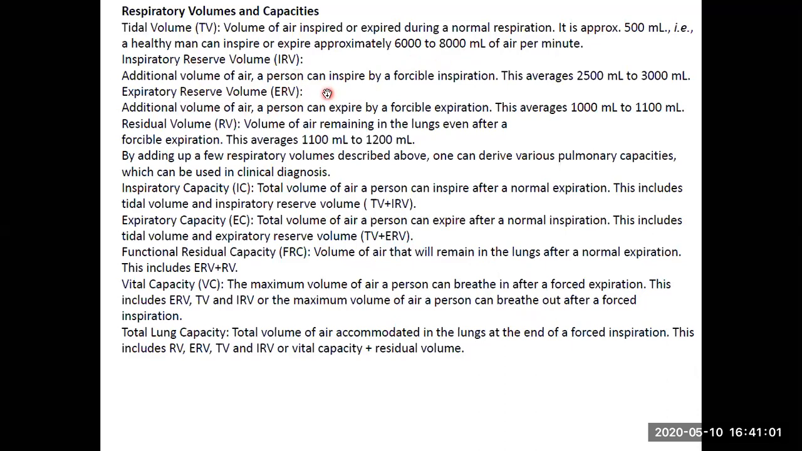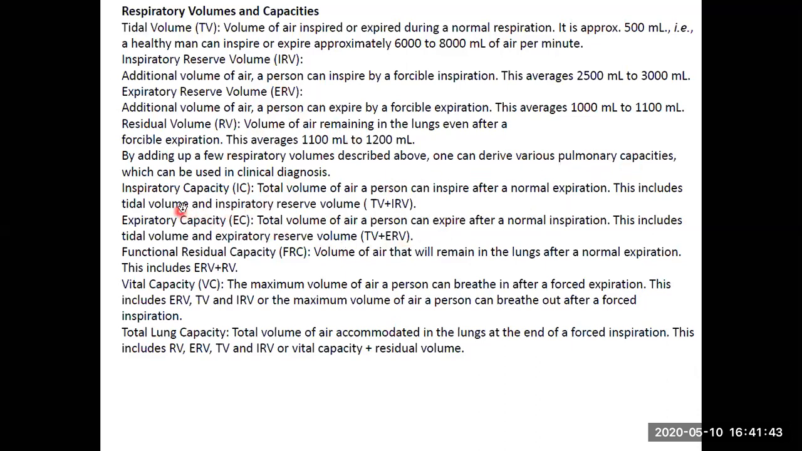Inspiratory reserve volume is the air a person can inspire with forceful inspiration. It is 2,500 to 3,000 ml. Expiratory reserve volume is the amount of air the person can forcefully expire, and this is about 1000 to 1100 ml. Residual volume is the volume of air that always remains in our lungs even after a forceful expiration, and this is 1100 to 1200 ml. This volume allows the continuous exchange of gases without any pause. With the help of these volumes, by adding different volumes, we can calculate the pulmonary capacities for clinical diagnosis.